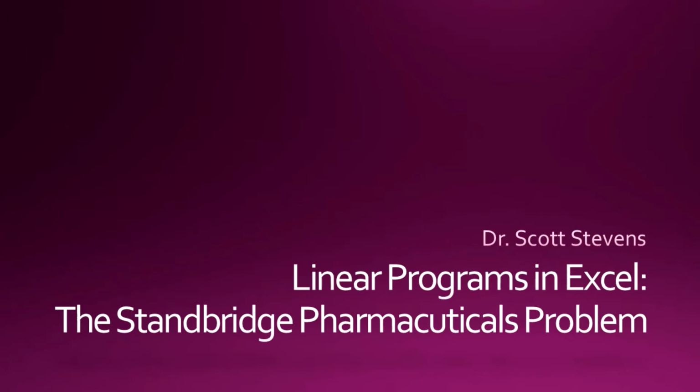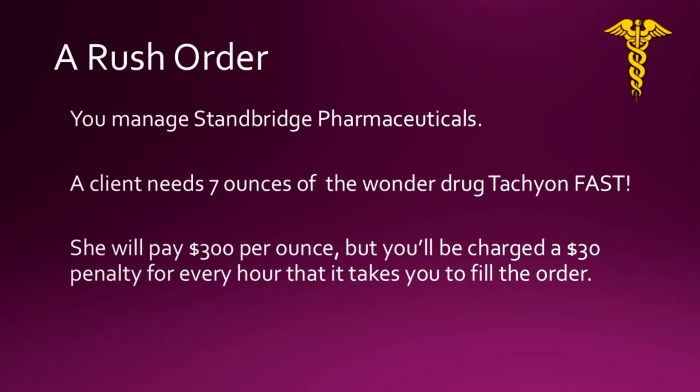You run the Stanbridge Pharmaceutical firm, and they have a rush order coming in. We have a client that wants 7 ounces of a new wonder drug called Tachyon and wants it fast. In fact, wants it today. She's willing to pay up to $300 per ounce for this drug, but you'll be charged a $30 penalty for every hour it takes you to fill the order. We are talking rush. Fortunately, you have a pretty competent staff to help you on this situation.